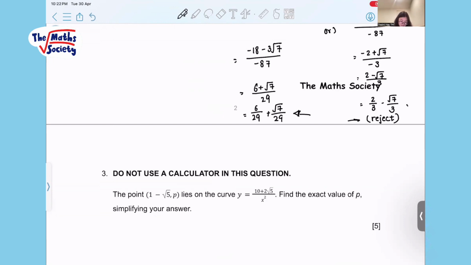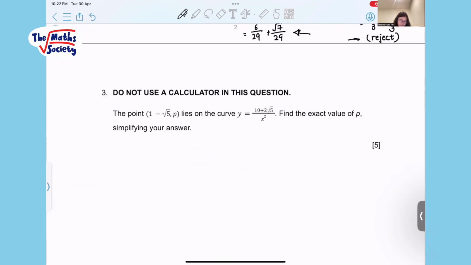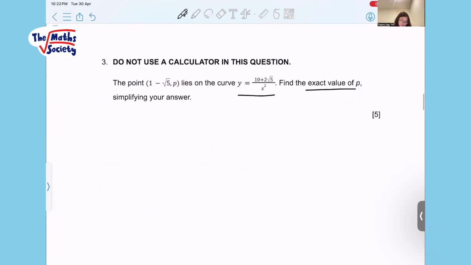And then the third one, it's also do not use a calculator in here as well. So here it says that the point 1 minus root 5 comma p, there's a comma p, yeah? Lies on the curve y equal to 10 plus 2 root 5 by x squared, and you have to find the exact value of p, and then simplify the answer. So to find the p, because we know the point 1 minus root 5 comma p lies on the curve, we just need to find the p value, yeah?